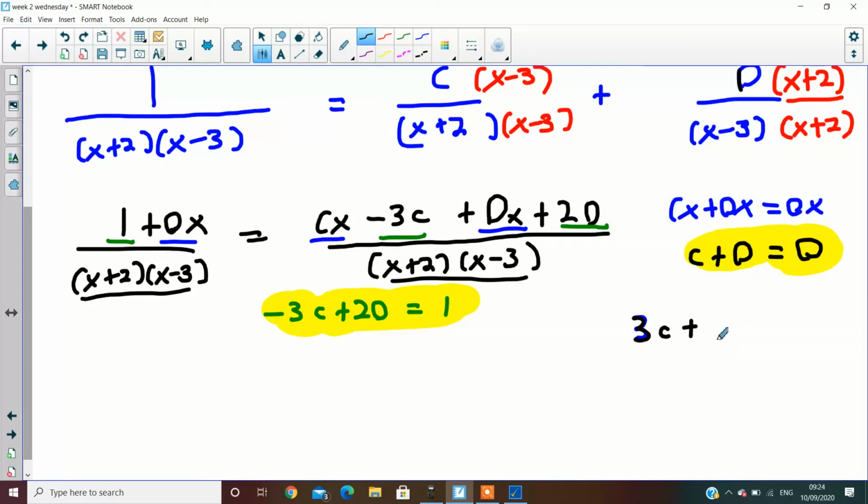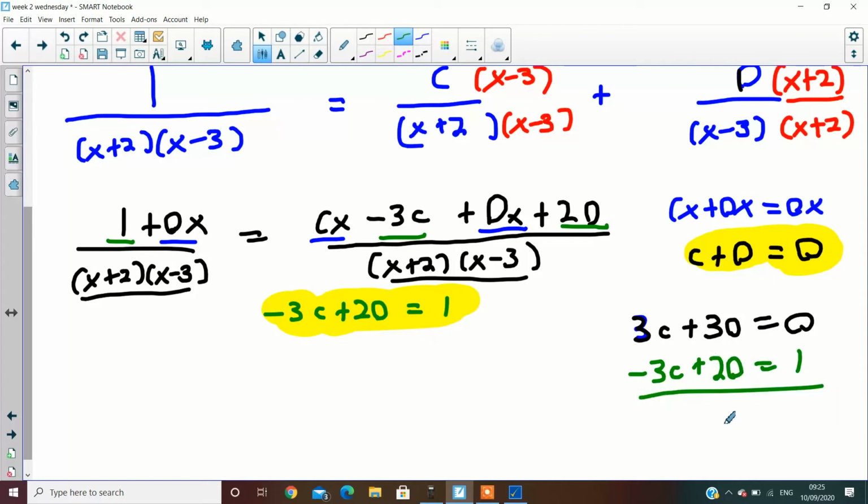So I'm going to multiply this by 3 and get 3c plus 3d equals 0. And underneath I'm going to get minus 3c plus 2d equals 1. I'm going to get 5d equals 1. And then I'm going to get d equals 1 over 5.